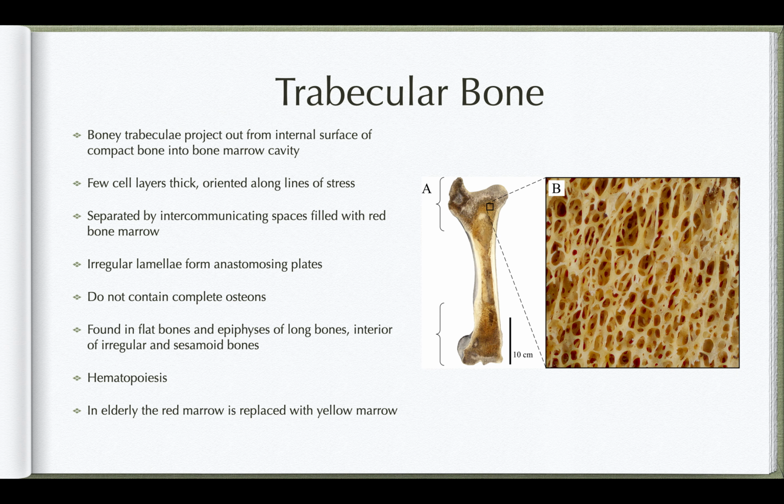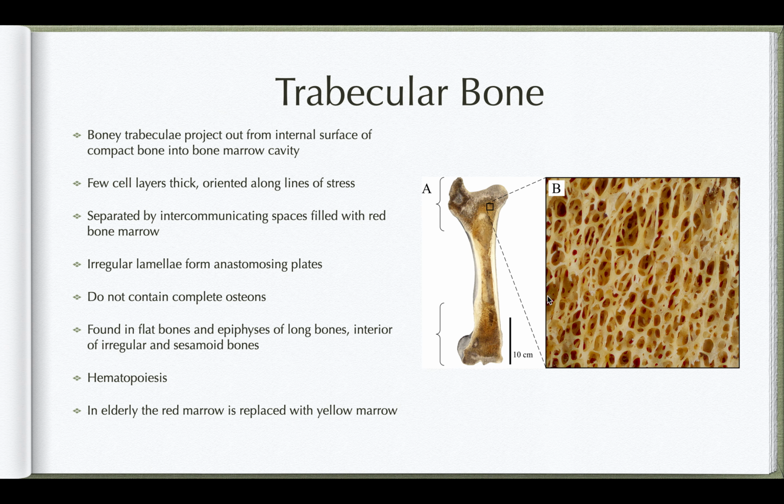Trabecular bone projects from the internal surface of the compact bone into the bone marrow cavity. It's only a few cell layers thick, and it's oriented along the lines of stress. They're separated by intercommunicating spaces, and they're all filled with red bone marrow. This is where hematopoiesis occurs.